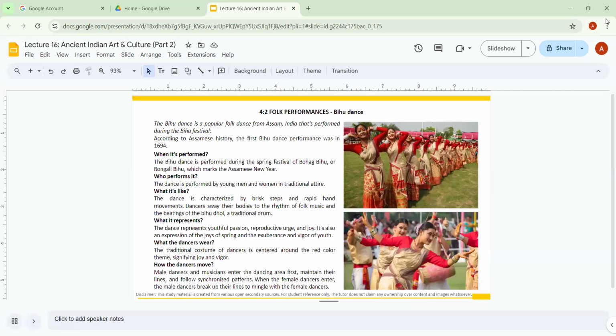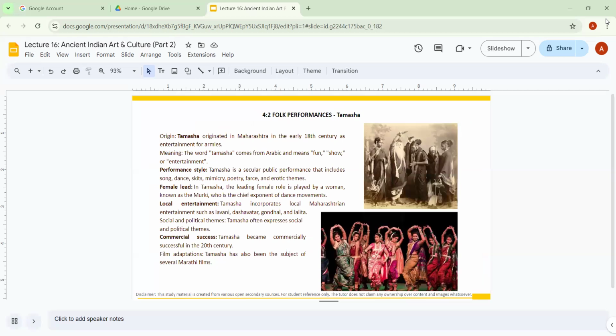Bihu dance is a popular folk dance from Assam, India, that is performed during the Bihu festival. The tamasha originated in Maharashtra in the early 18th century as entertainment for the army people. The word tamasha comes from the Arabic and means fun, show, or entertainment. The tamasha is usually used in Marathi movies such as Lavani, Dashavatar, Gondhal, or Lalita.